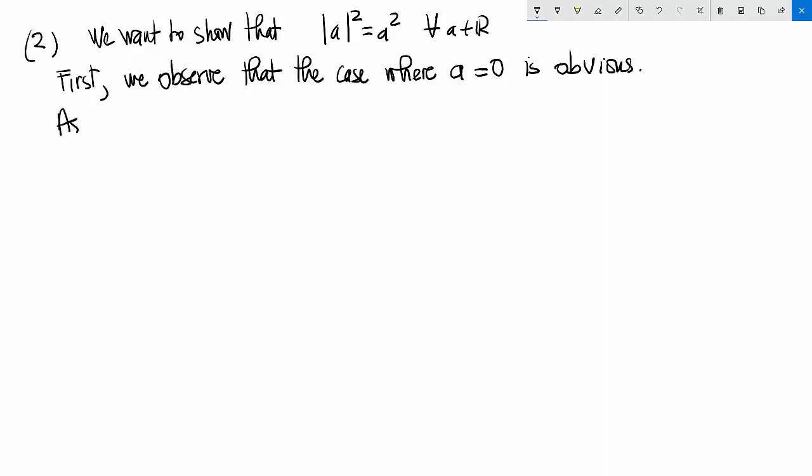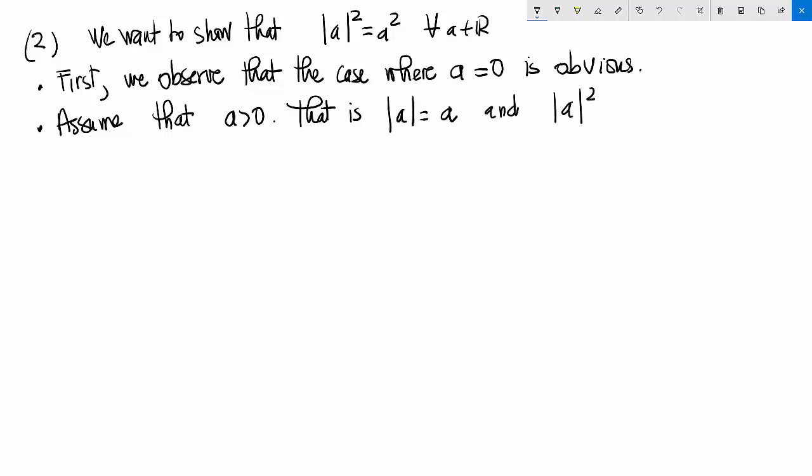So let us assume then that a is positive, that is, the absolute value of a is equal to a, and the square of the absolute value of a is of course the product of these two numbers, which will be a times a, which is equal to a squared.